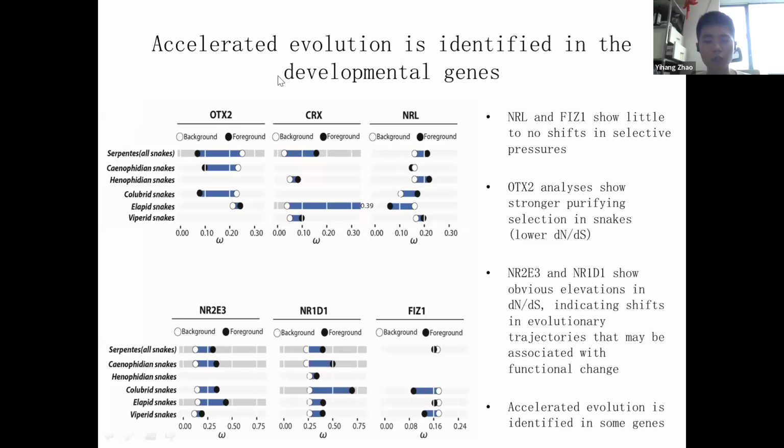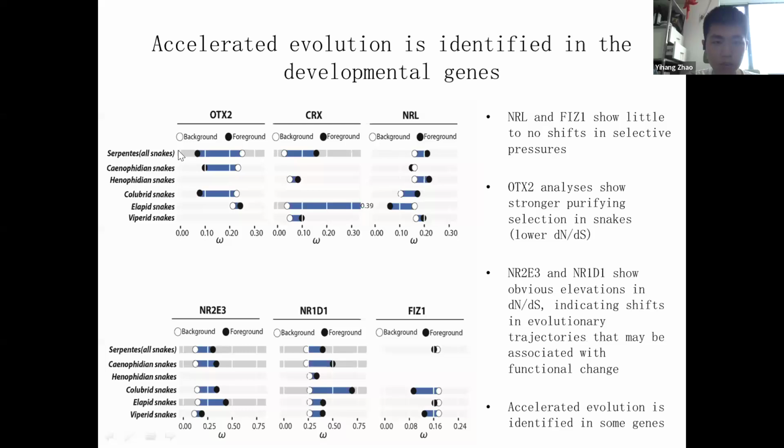And in terms of the result, what I've found is that there is accelerated evolution in the photoreceptor development genes. Before I go into detail about this specific data, I'd like to first explain how to read these figures. I will use OTX2 as an example. Here it shows the name of the gene, and here it shows the target group used for each analysis.